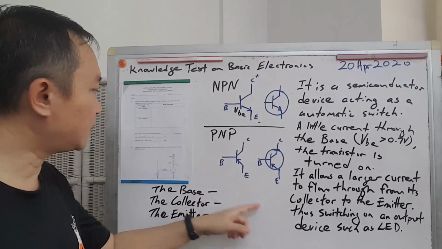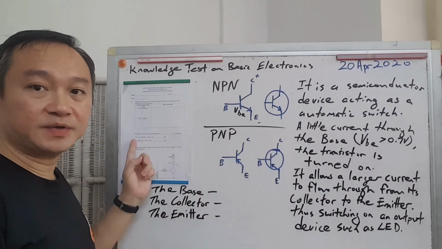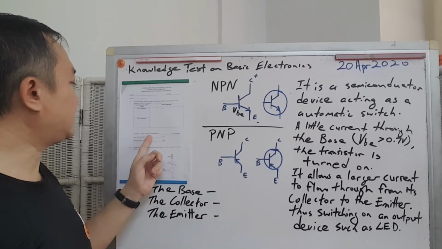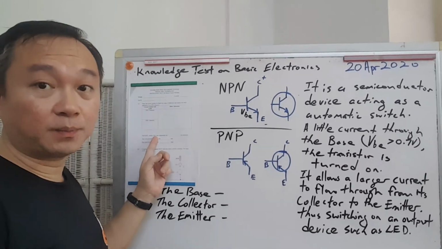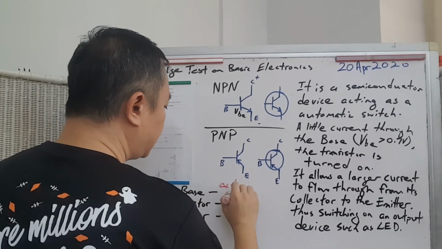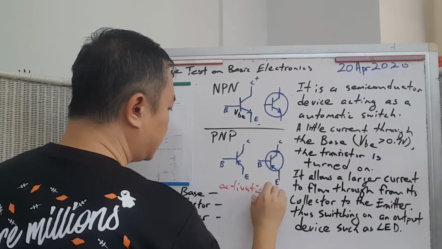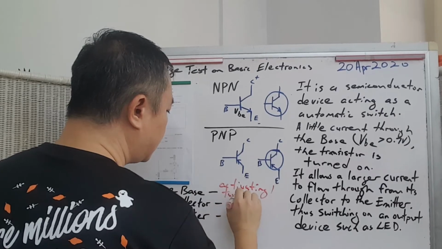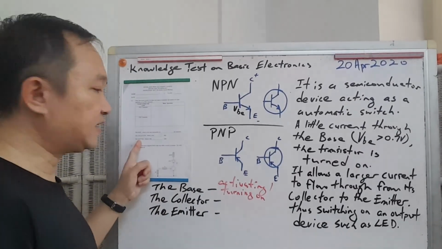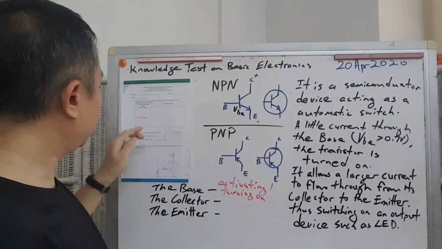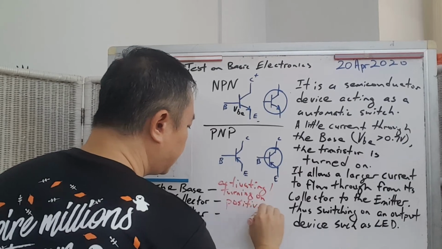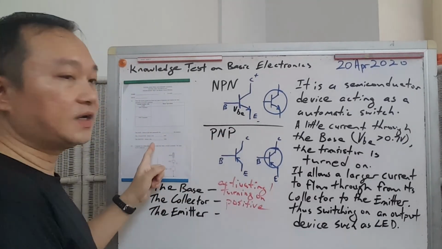Now from here, of course, it leads us to answering the middle part of this worksheet here. It says the base, which is the lead or terminal or pin responsible for activating, alright, or turning on the transistor. And of course the collector, which is up here, which is the positive lead, and the emitter will be your negative lead.